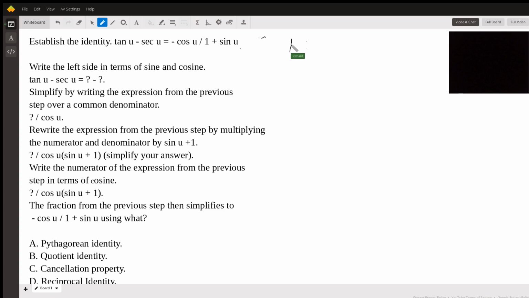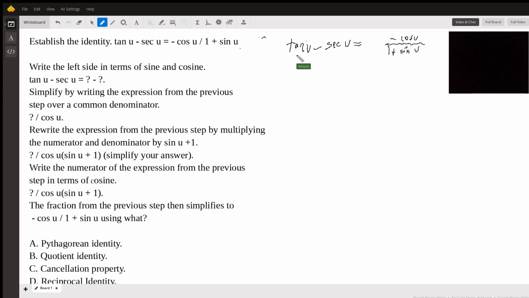So I'm just going to copy this out. So we have the tangent of u minus secant u equals negative cosine u over 1 plus sine u. Okay, so that's what we're supposed to prove. And then we're basically told to work on the left side. And so that's what I'm going to do. I'm just going to do what I'm told here.